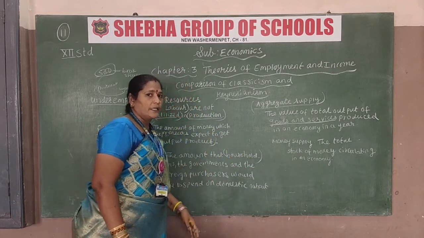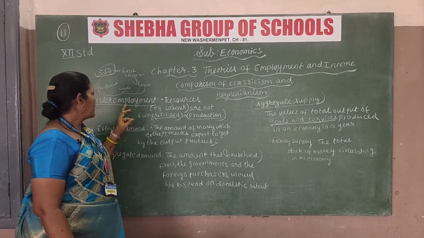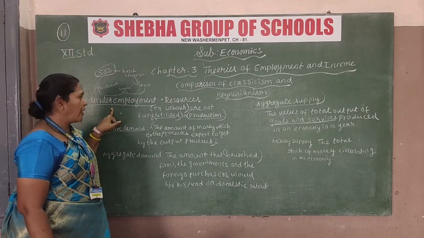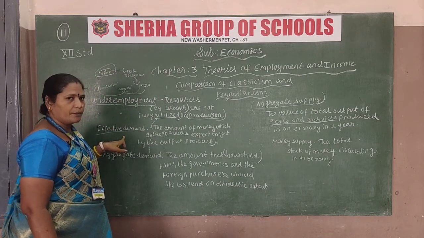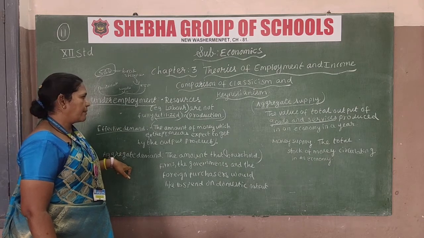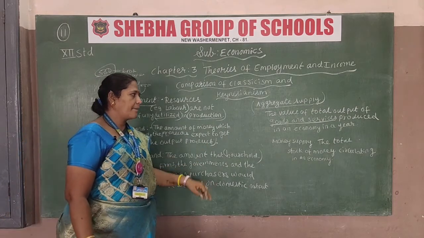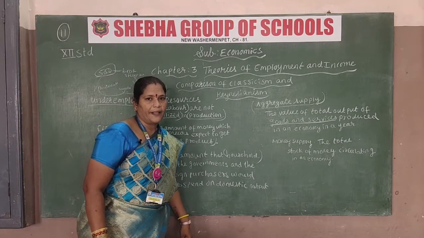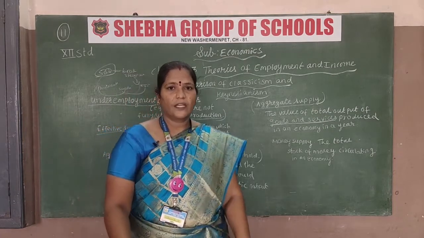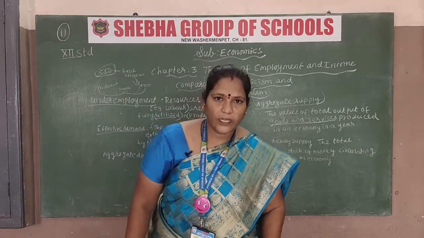Okay, now let us recall. We saw underemployment, then effective demand, then aggregate demand, then aggregate supply, and then money supply. All this we saw in this chapter. Okay children?